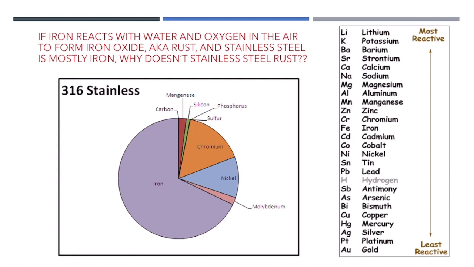Right, so I want you to go ahead and pause the video for a minute, take a look at the composition of stainless steel and the activity series, and see if you can come up with a reasonable answer for why stainless steel doesn't rust if it's mostly iron.